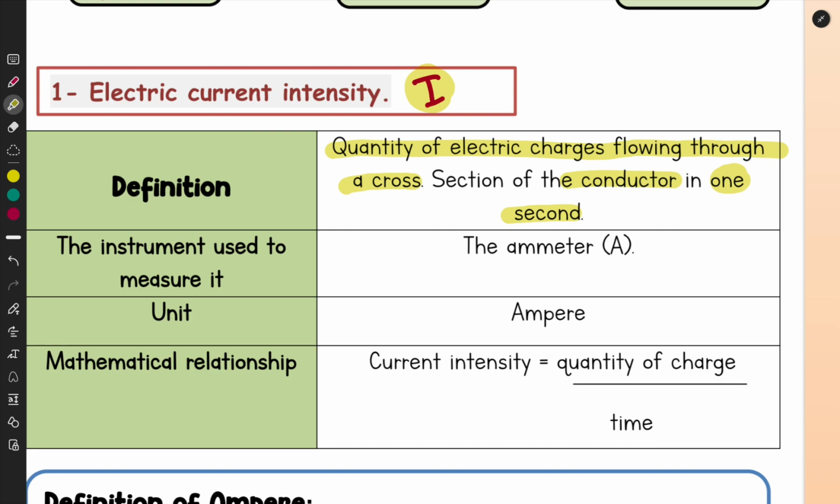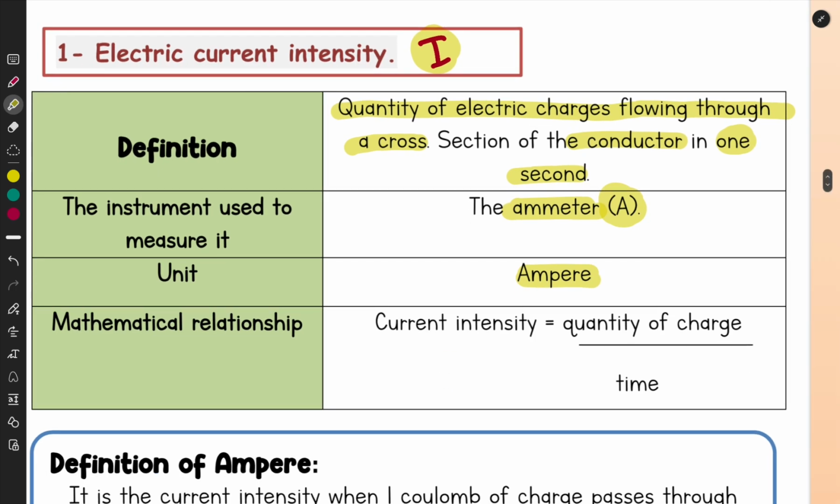But if I want to measure the electric current intensity, I use a device called an ammeter, which is represented by the symbol A. The unit of I is ampere. The unit of electric current intensity is ampere. So we have a measuring tool which is the ammeter, and the measuring unit is ampere.